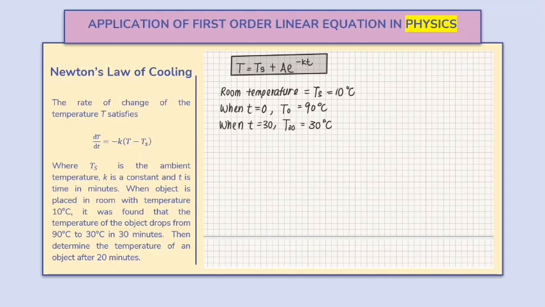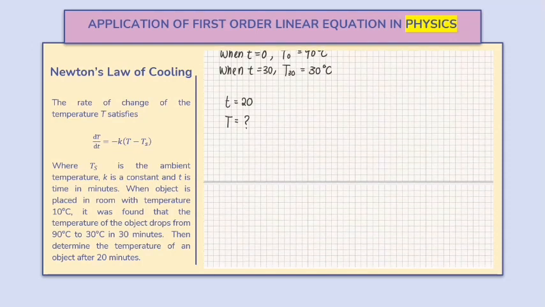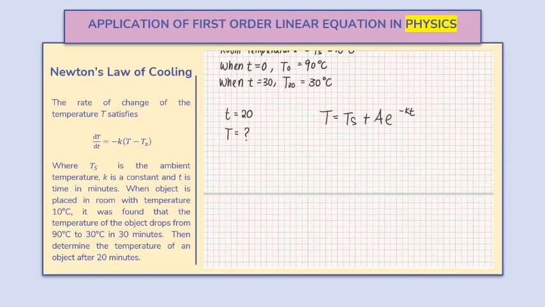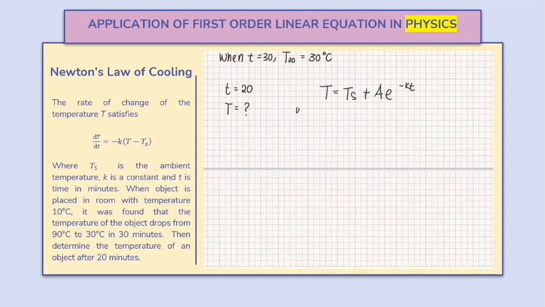The question asks for the temperature after 20 minutes, that is t equals 20. What is the temperature? So we will use the formula T equals Ts plus A e to the power of minus kt, and use the conditions given to find A and k. When t is 0, the temperature is 90 degrees Celsius and Ts equals 10 degrees Celsius. So we substitute this information into the equation.